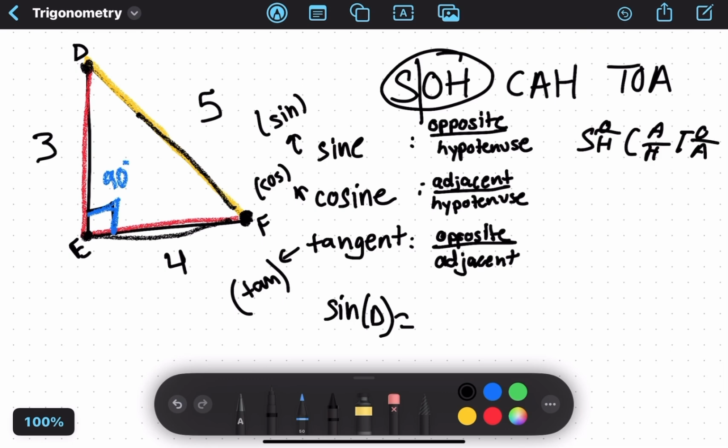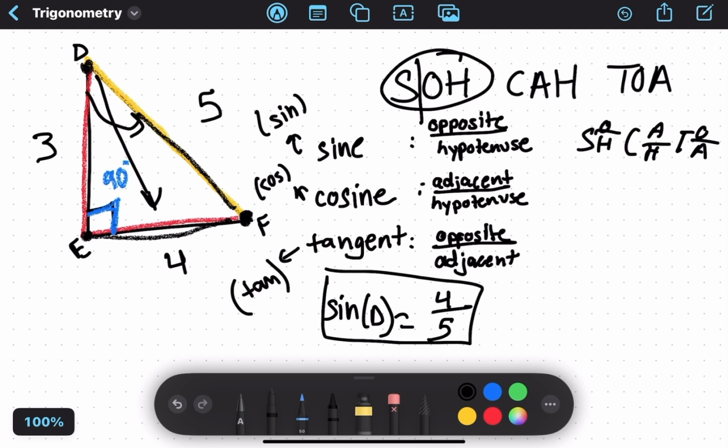So we're finding the opposite side of D. The opposite side of D is EF, and EF has a side length of 4. And that is over the hypotenuse right here, which is 5, the longest side of the triangle. So that would be 4 over 5. That's the sine of point D. Let's find the cosine now.